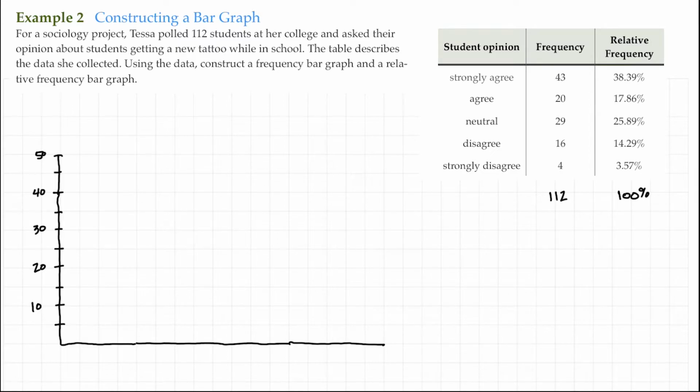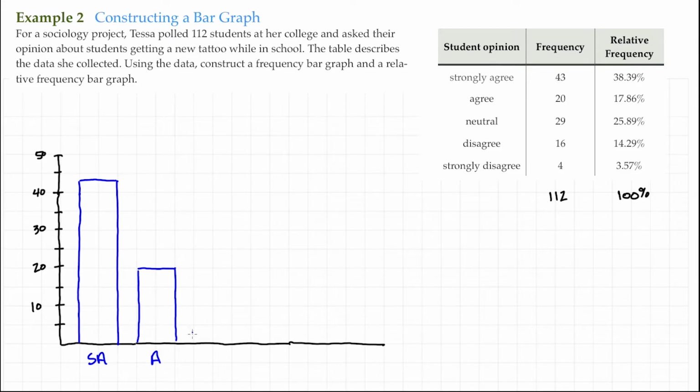Now all I have to do is put in my bars. I've got 43 that strongly agree. So we'll go all the way up here. Here's 40, a little bit more. There's 43. It doesn't have to be perfect or exact, but it should be close enough to give a nice representation of what's going on. I'm going to label this as SA for strongly agree. Agree, there's 20. That's right here. So here's our agree.